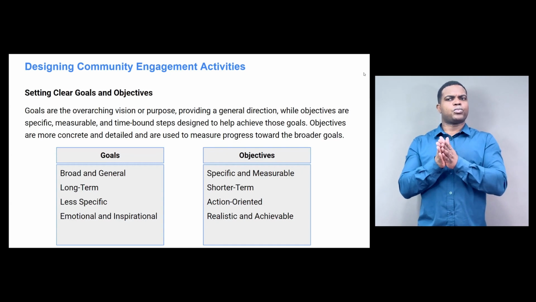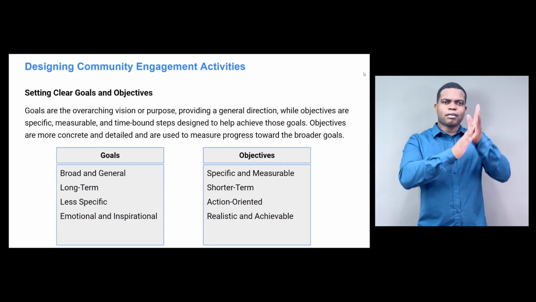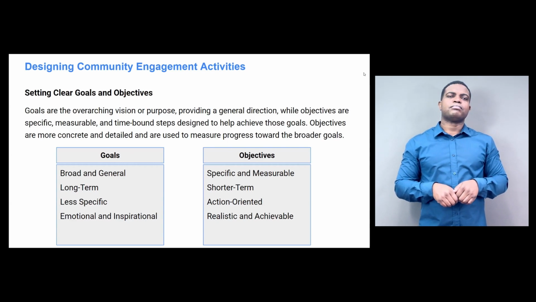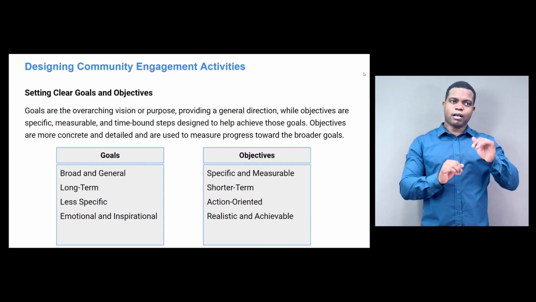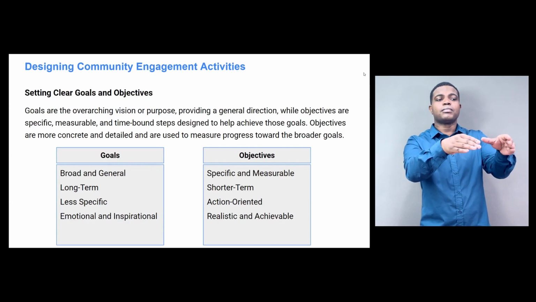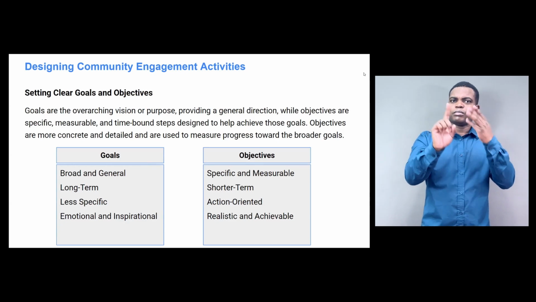Emotional and inspirational, yes. Goals can be emotionally motivating. So your goals can inspire you, can inspire your team members, can inspire your stakeholders to work towards a common vision.